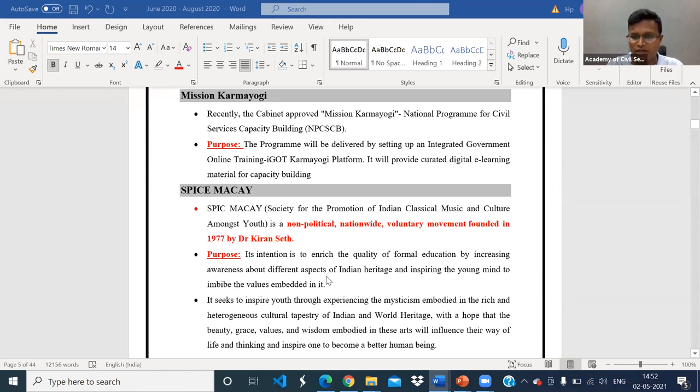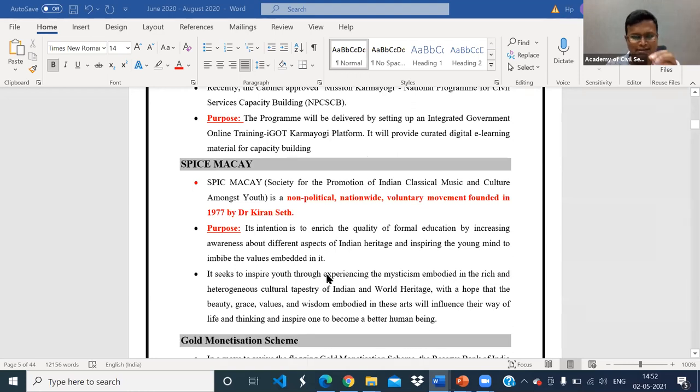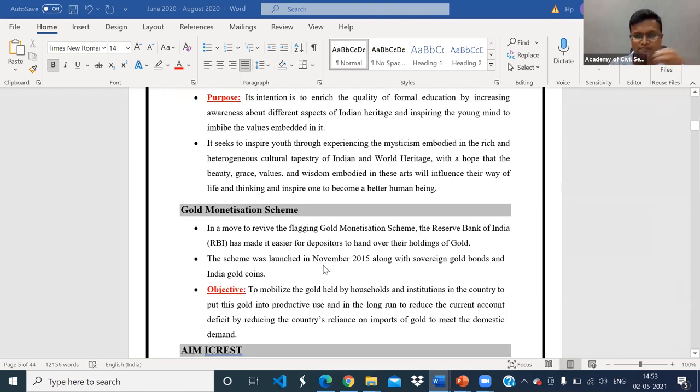SPIC MACAY, we have discussed. It is an NGO in India supported by the Ministry of Youth and Welfare and others, for promoting Indian culture, Indian dance forms, Indian music and so on. That is the duty of SPIC MACAY. The full form is the Society for Promotion of Indian Classical Music and Culture Amongst the Youth.